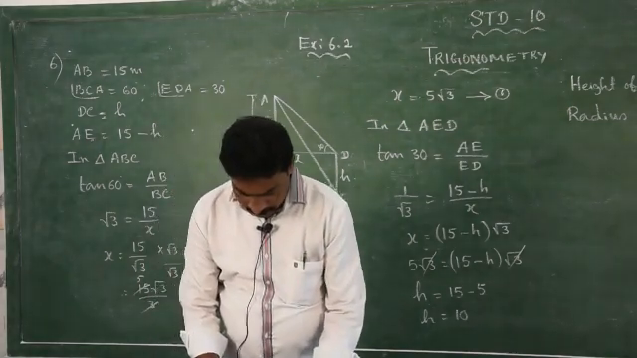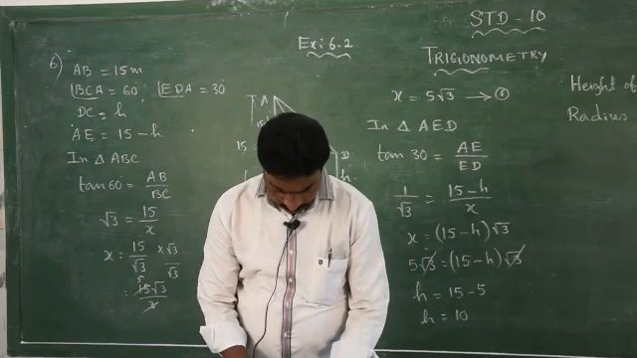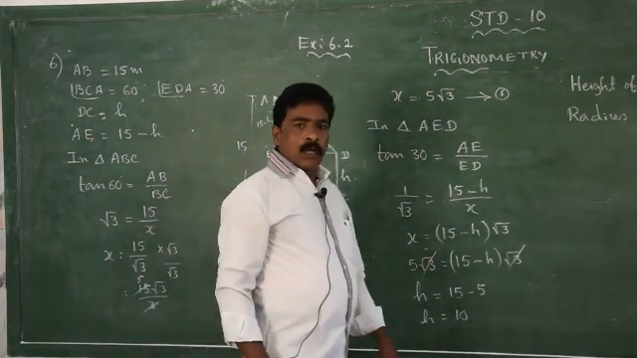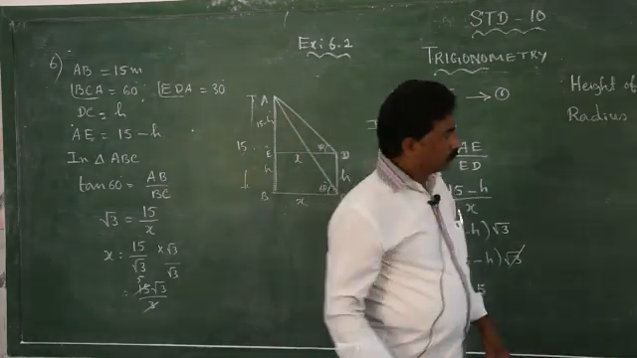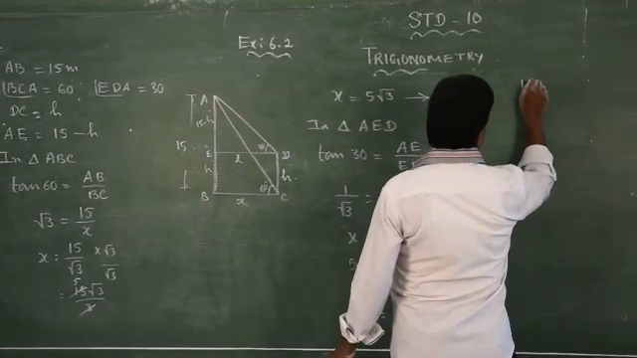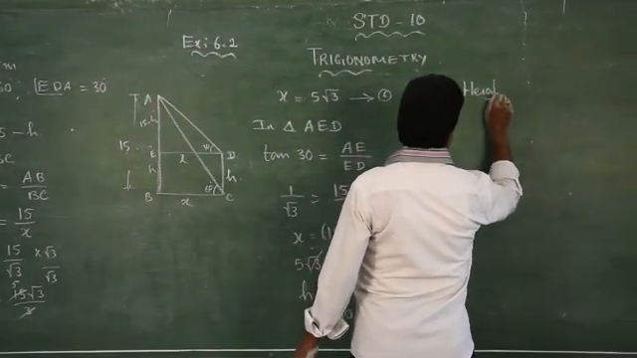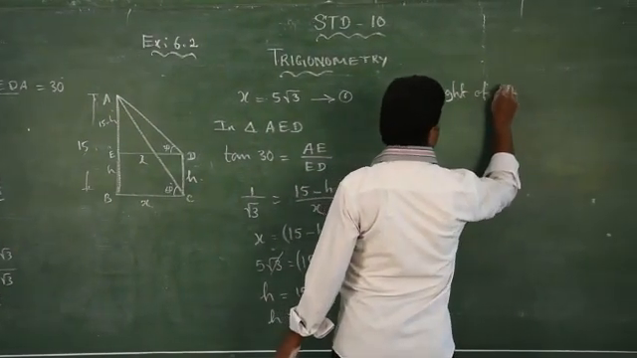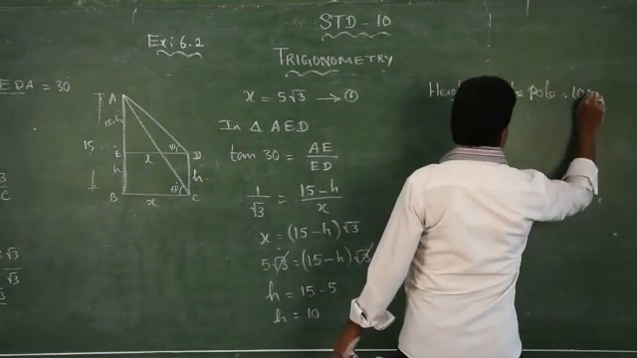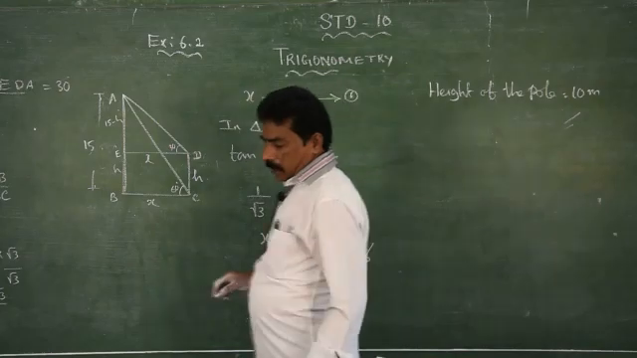So what is the height of the electric pole? Therefore, the height of the electric pole is equal to ten meter.